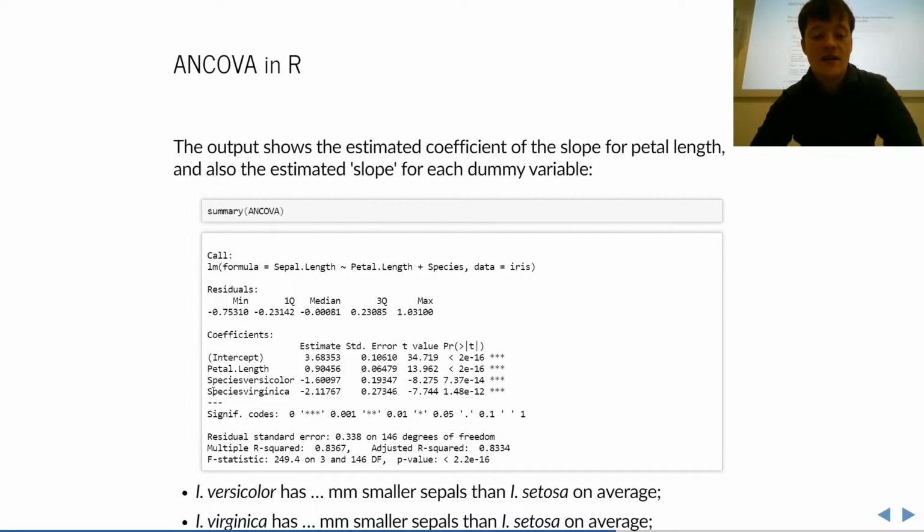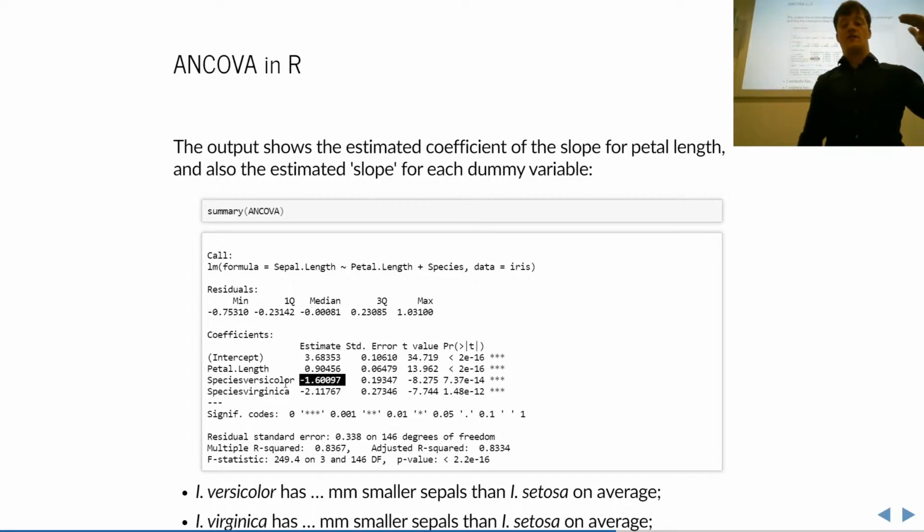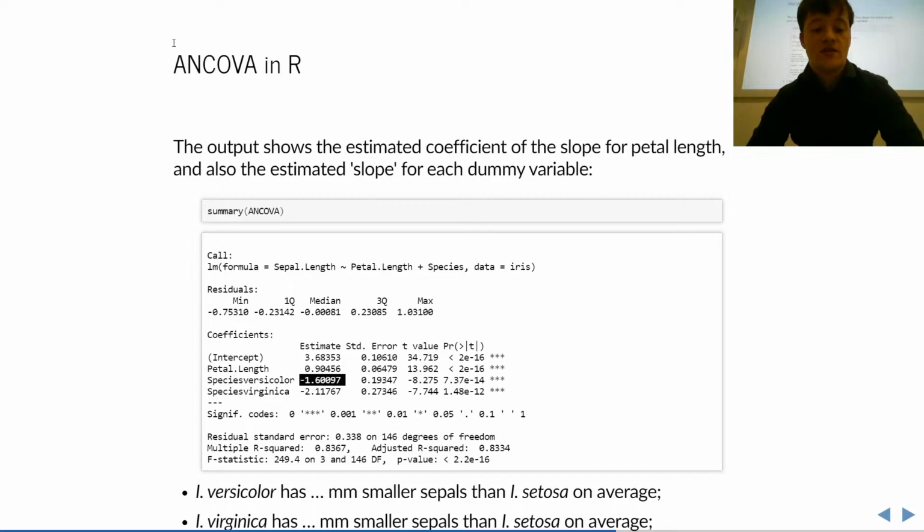So how can you see that? There are two dummy variables, species versicolor and species virginica, and they are compared to the reference group. Now, the reference group is the one we don't see, so that must be setosa then. So that means that it has estimated the dummy variable equal to negative 1.6 for versicolor. So that means that the line for versicolor should be 1.6 lower than that of setosa, or in other words, anywhere across the line for petal length, the sepal length of versicolor should be 1.6 smaller.